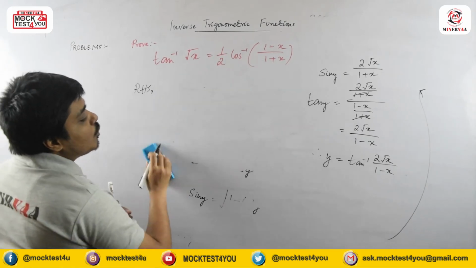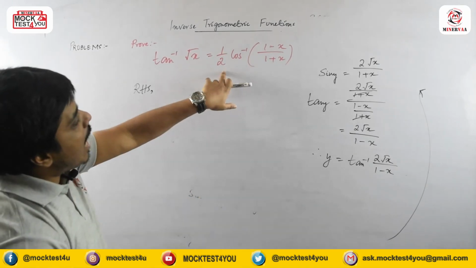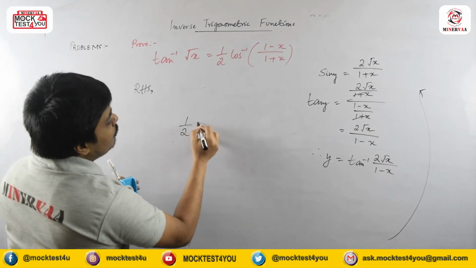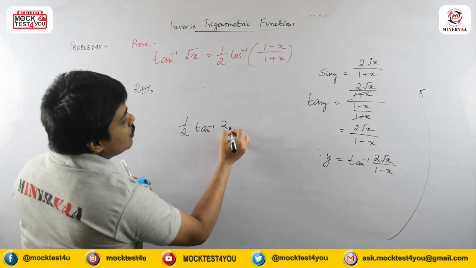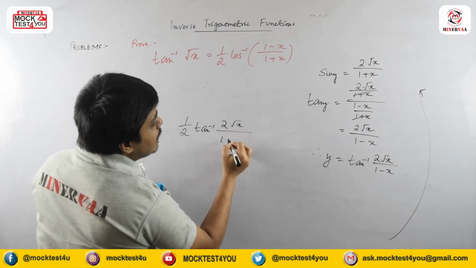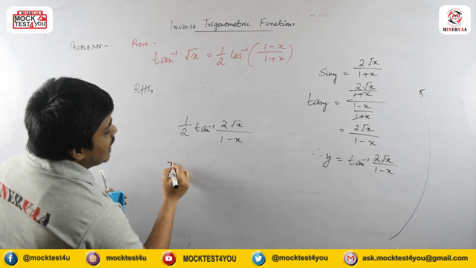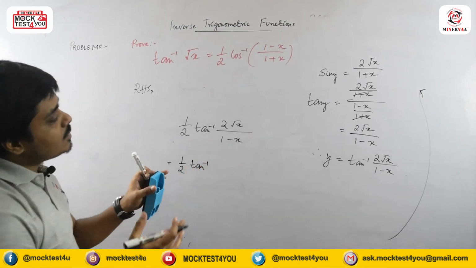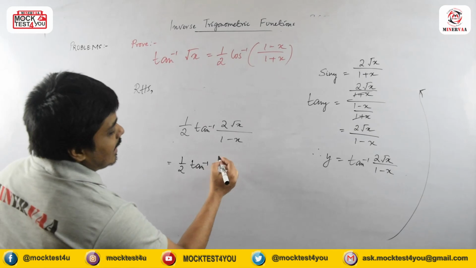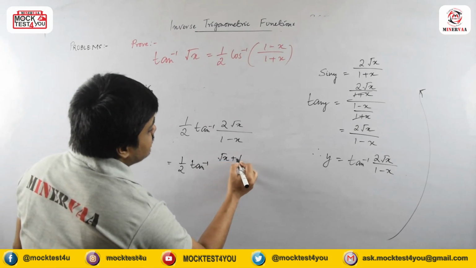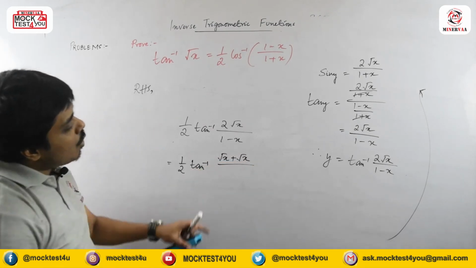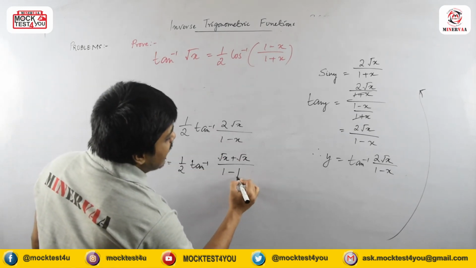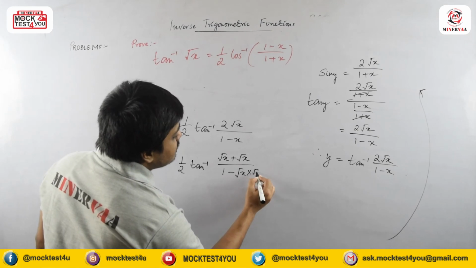So now we'll move on to the problem. What we have is half of this thing, so half of tan inverse 2 root x divided by 1 minus x. So I can write this as half of tan inverse, when I look at this problem, 2 root x, I can write this as root x plus root x divided by 1 minus x. x we can write as root x whole square, so it is actually root x into root x.